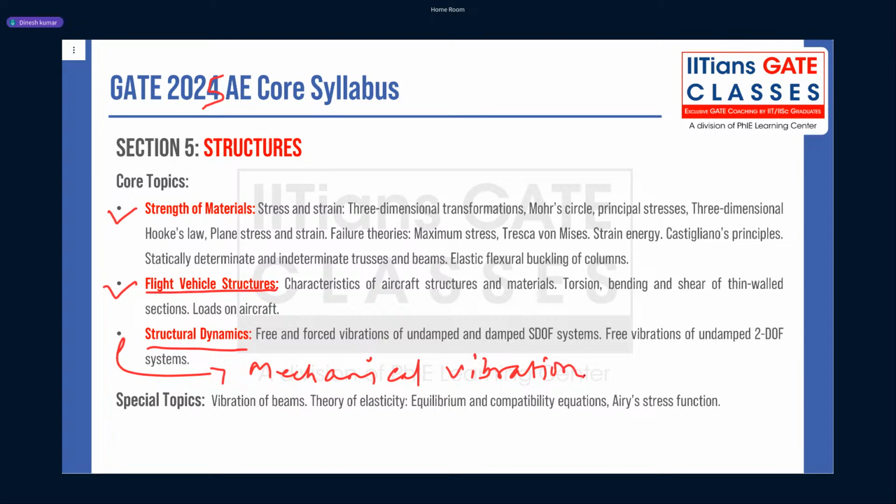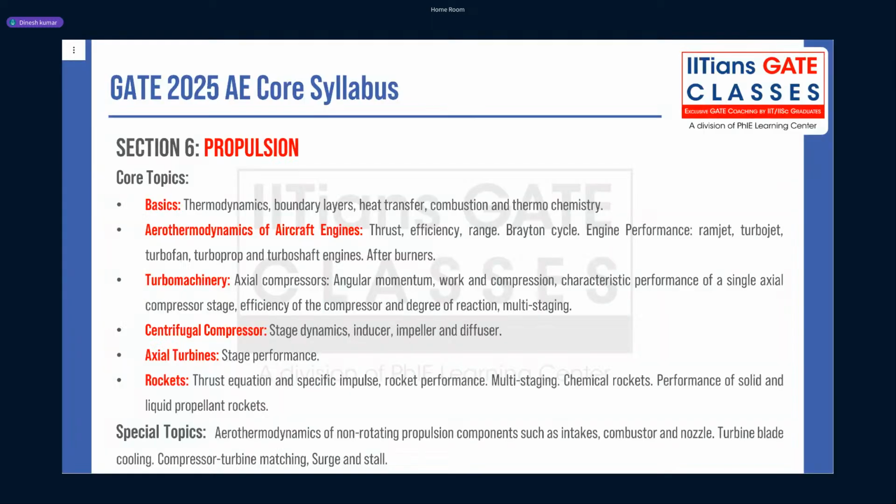Okay. There are special topics from mechanical vibrations like vibration of beams, which is continuous vibration, theory of elasticity, equilibrium and compatibility equation, Airy stress function. So these are the topics from aircraft structures basics and clubbed with strength of material. In strength of material, you can see statically determinate and indeterminate trusses. And then vectors, and other topics like cross-sectional properties, equation of motion, all these things we study in what? Engineering mechanics. So engineering mechanics is also important for all other subjects.